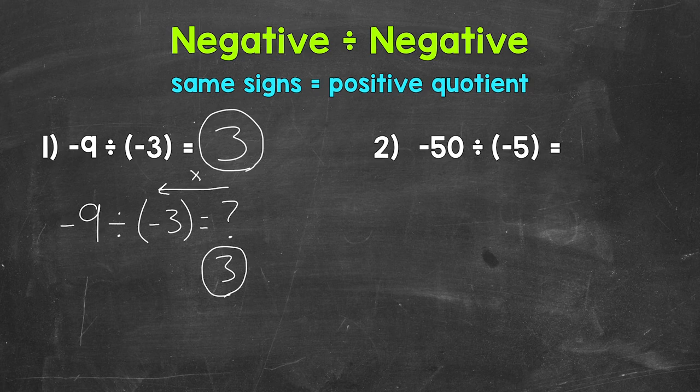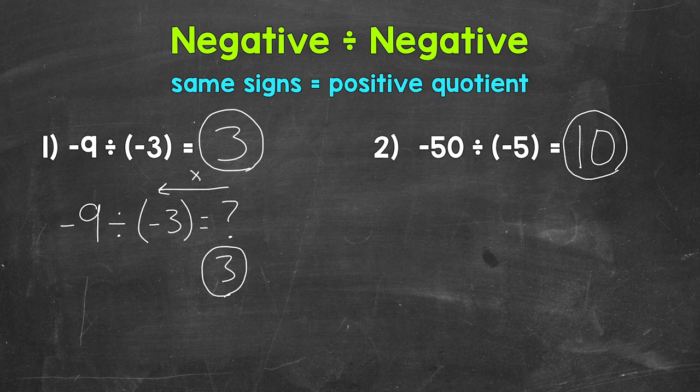Let's move on to number 2, where we have negative 50 divided by negative 5. So we have a negative divided by a negative, so same signs. That's going to give us a positive quotient. Let's think of this as 50 divided by 5, which gives us 10. And again, that's going to be positive. So our final answer, a positive 10.